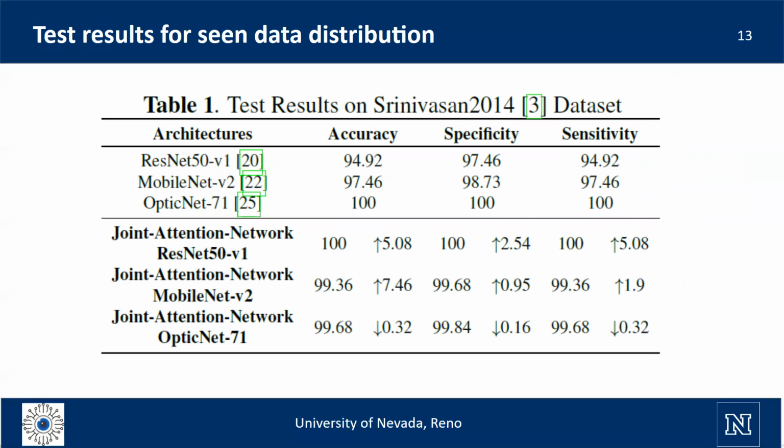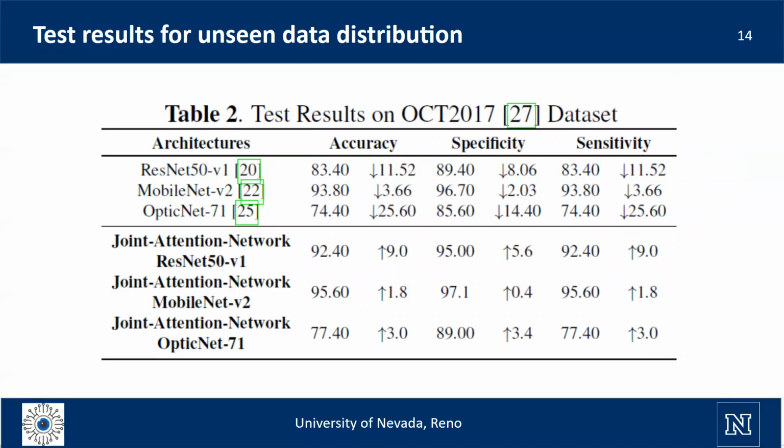distribution. As we can see from the next table, which is for unseen data distribution, our model achieves better performance on the OCT 2017 dataset, whereas the vanilla architectures get worsened performance. The weakest result is from OpticNet 71, which is 25.6% less accurate than on the seen data distribution. This also proves our hypothesis that retaining spatial information while training an adaptive supervised-unsupervised joint attention network can improve accuracy of any classification architecture for unseen data distribution.